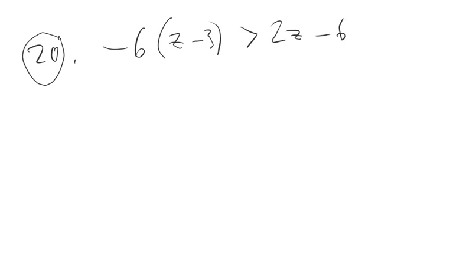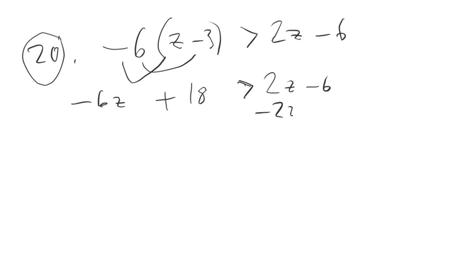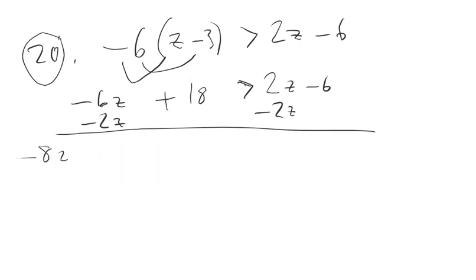So first of all, you have to distribute this through the parentheses. So -6z, and then negative times negative is positive 18 greater than 2z minus 6. So I'm going to subtract the smaller one from both sides. We'll get negative 8z plus 18 greater than, this crosses out, so it's just greater than -6.